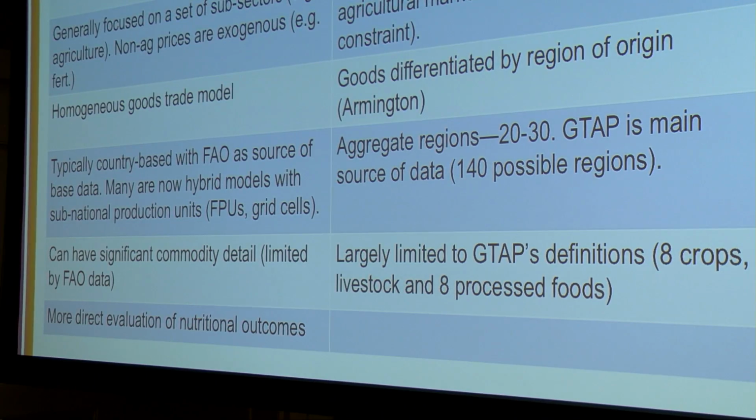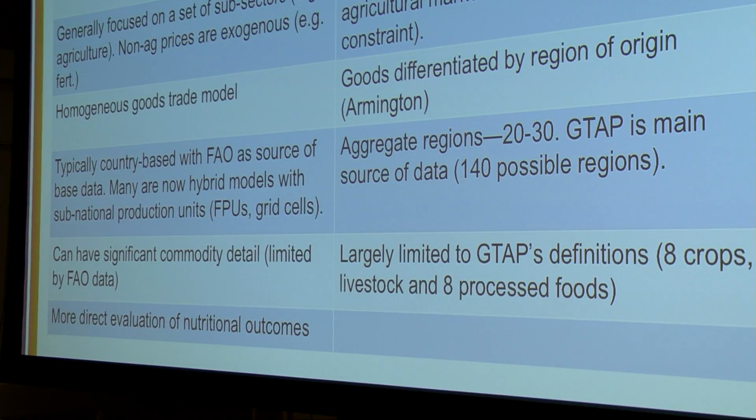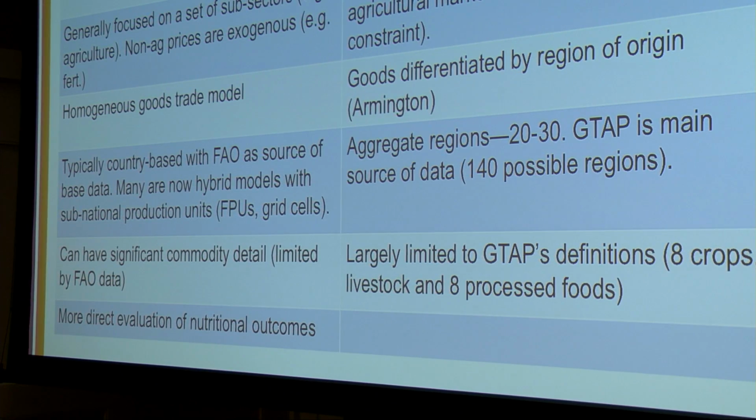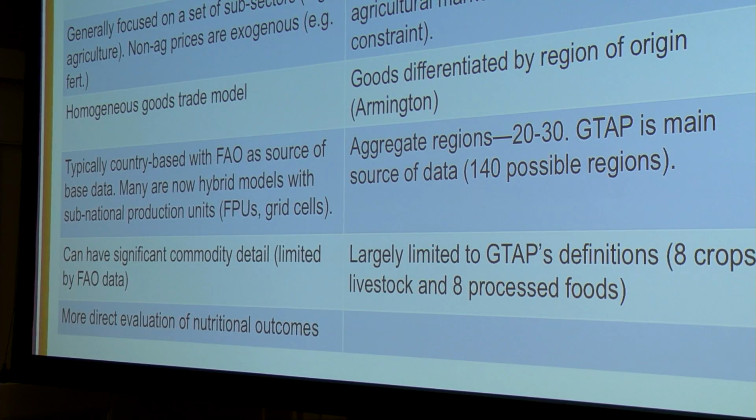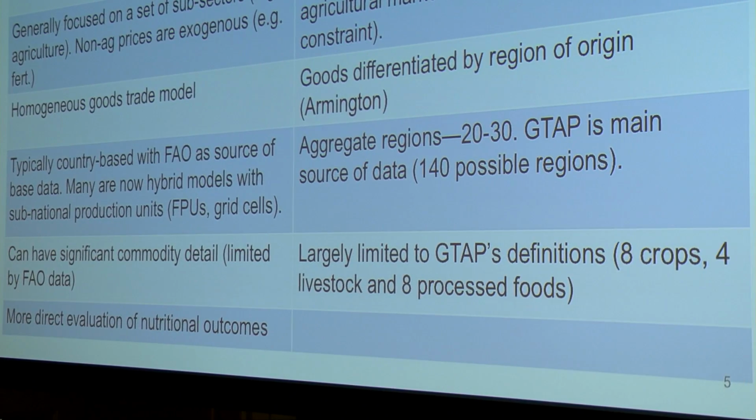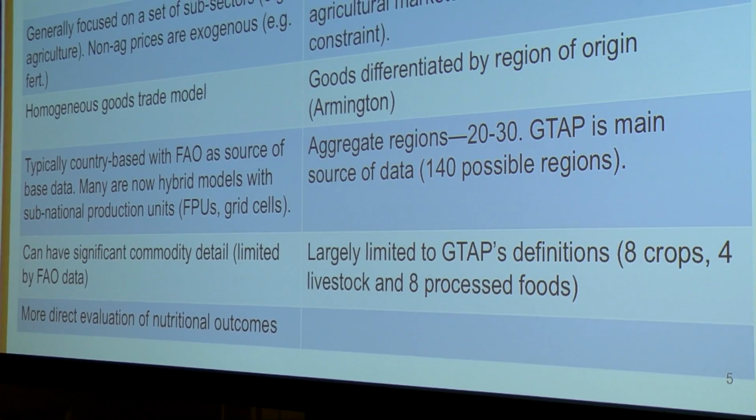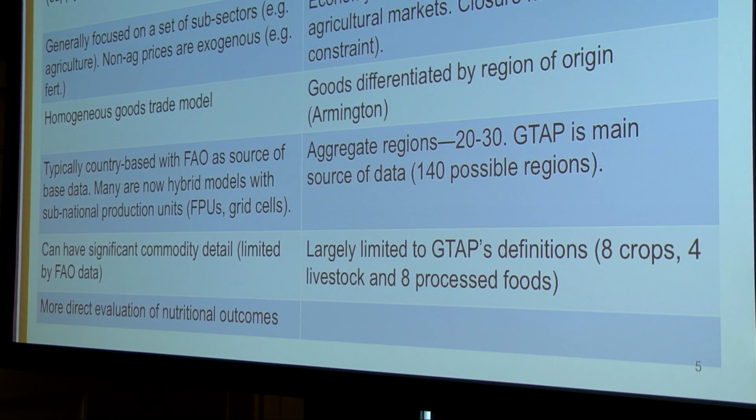The nice thing about some of the newer PE models also is that a lot of them now have production structures that are subnational. So IMPACT, for example, divides production structures within countries, as does GLOBIOM using grid cells. The main database for the PE models is the FAO data, so that gives you a very broad set of commodities. GE models typically have to use the GTAP definition, so that's basically 8 crops, 4 livestock, and 8 processed foods. So it's much more constrained in what can be done.